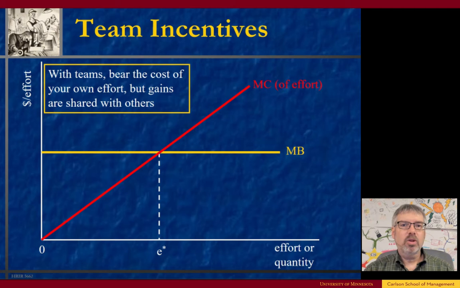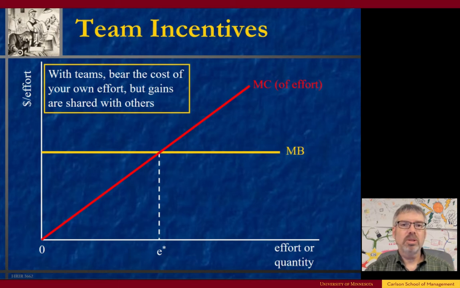But now let's place Homo economicus into a team where, again, the output is being pooled and the incentive is being based off of the pooled or team-based output. In that case, right, I am still bearing the full cost of my own effort, right? It's my own stress, it's my own additional exertion, my own headaches, whatever the case may be. So I'm bearing the full cost of my additional effort.